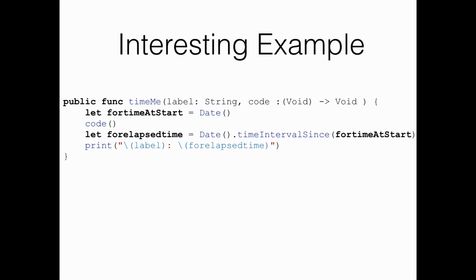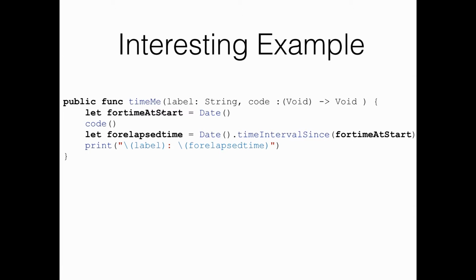Okay, so here's kind of a fun example that we're going to use in the rest of this presentation. Suppose I want to know how long it takes to run a hunk of code. I want to do kind of a little off-the-wall profiler. So what I want to do is I want to have a label that I can print out that tells me what it is I'm timing, and then I want my hunk of code. So what I've done is I've created a variable that takes a hunk of code that has a void or no parameter and returns nothing.